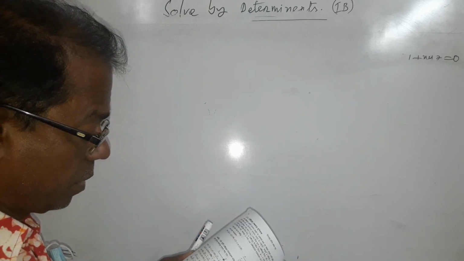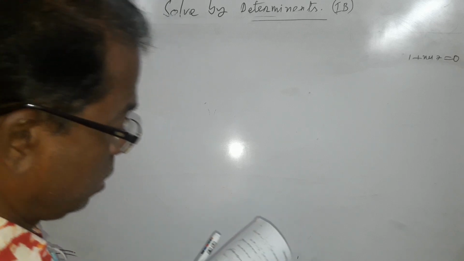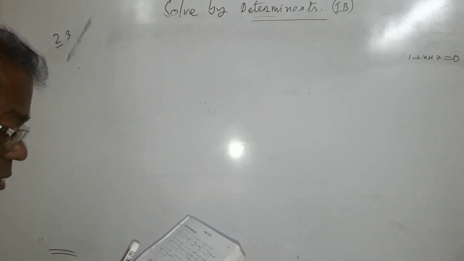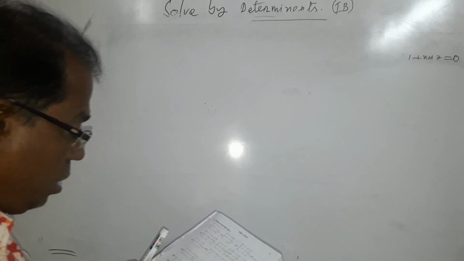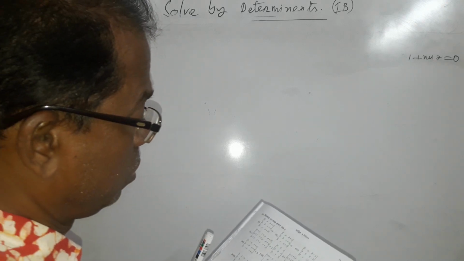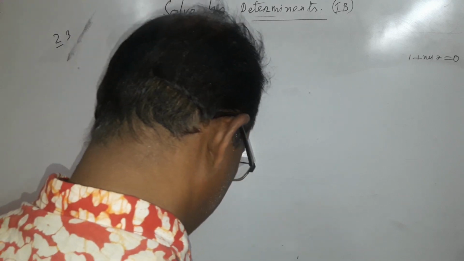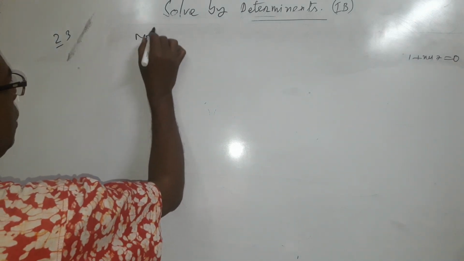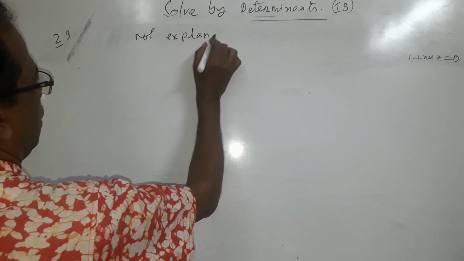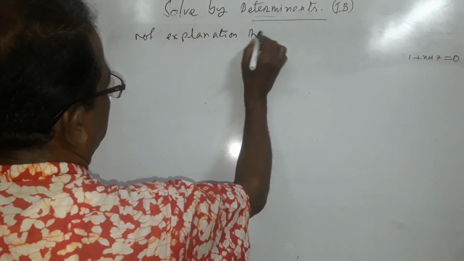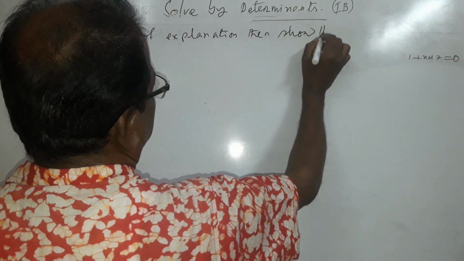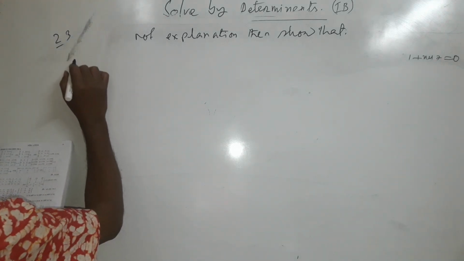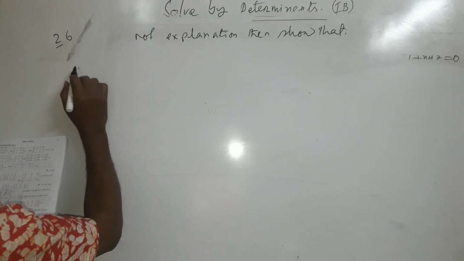Next math. A determinant is a number. Then prove that, then show that.